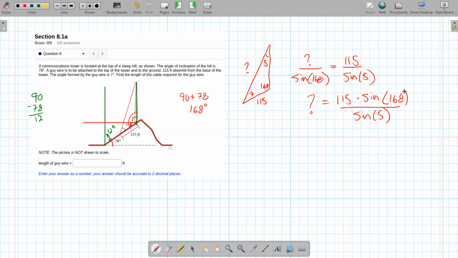Plug it into your calculator. Make sure you're in degree mode. Super important. Check that every time you make a calculation with sine, arcsine, cosine, and so on.